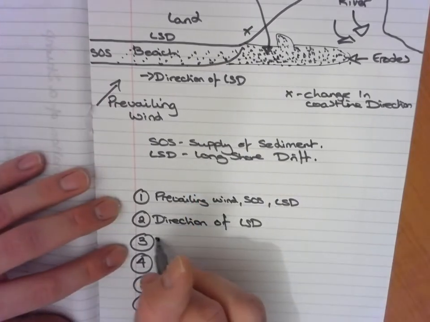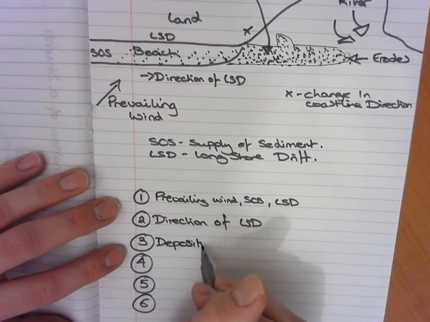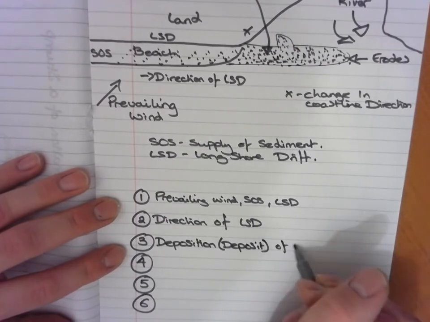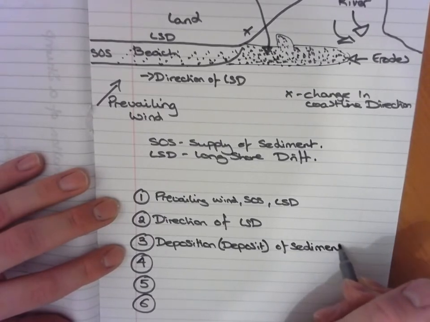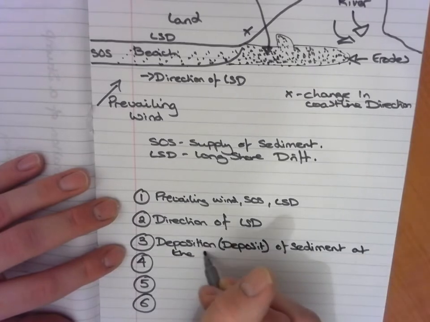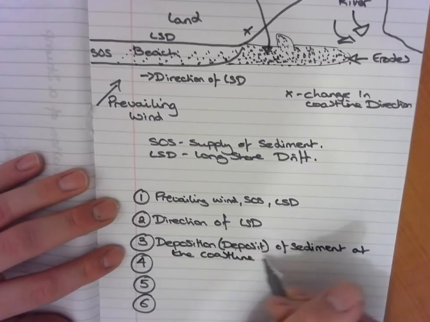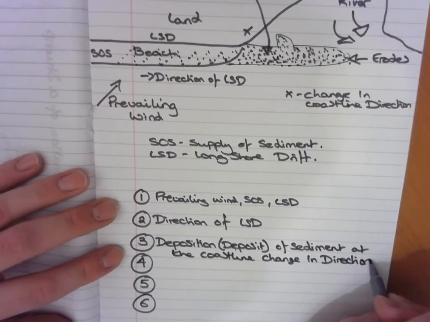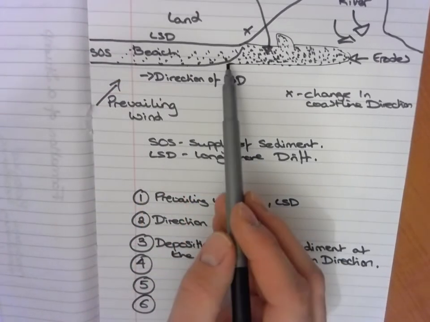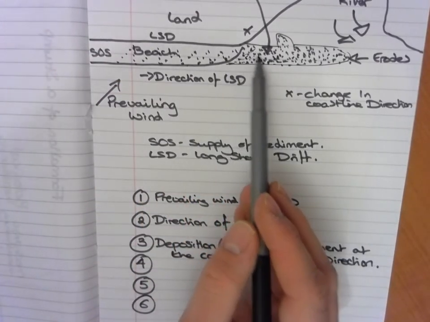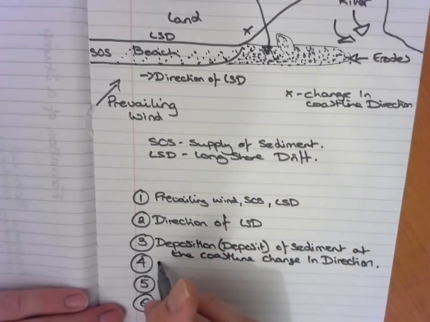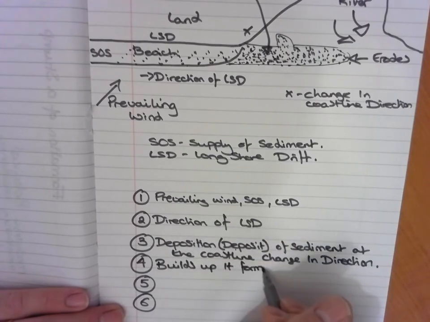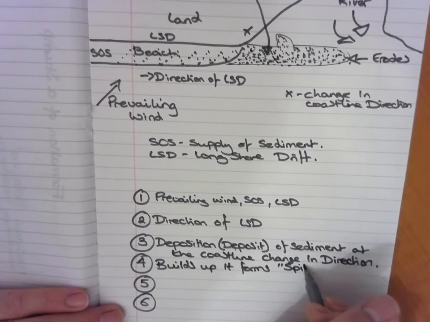Number 3, we get the deposition or deposit of sediment at the coastline change in direction. As shown here, so we get the sediment at a coastline change of direction. The sediment is dropped off and deposited. As it builds up, it forms a spit, and that is your depositional landform.